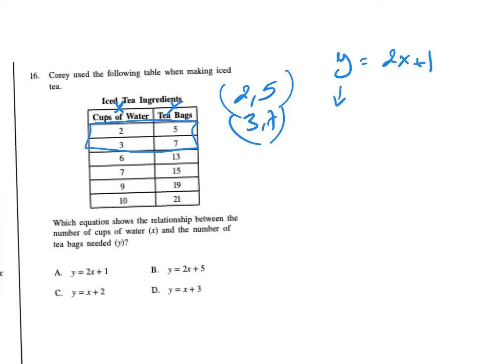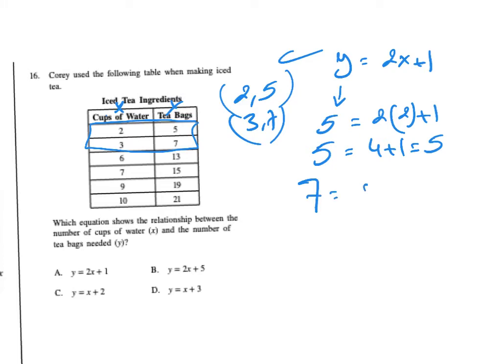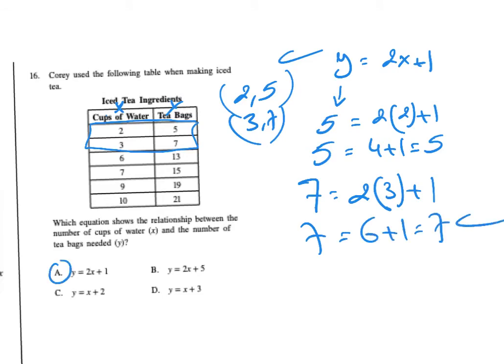So if Y is 5, X is supposed to be 2. And let's see if this is correct. So we get 4 plus 1 equals 5, which is correct. So far, this point is correct, right? And let's try 3 and 7. So if Y is 7, X will be 3, and we get 7 equals 6 plus 1, which is 7. So definitely A will be the correct answer, right?